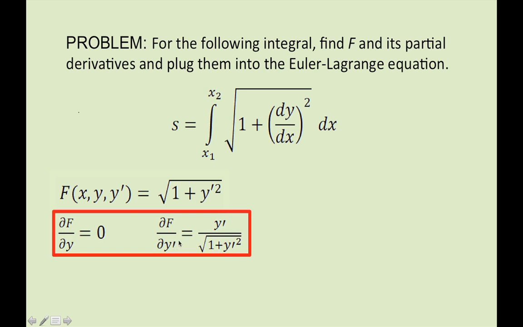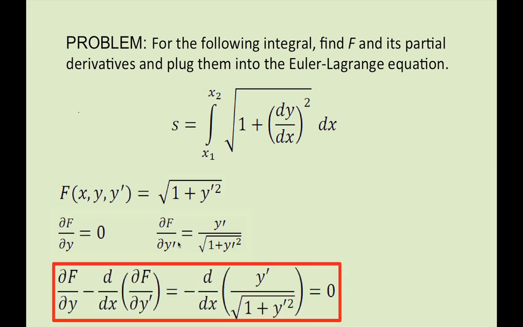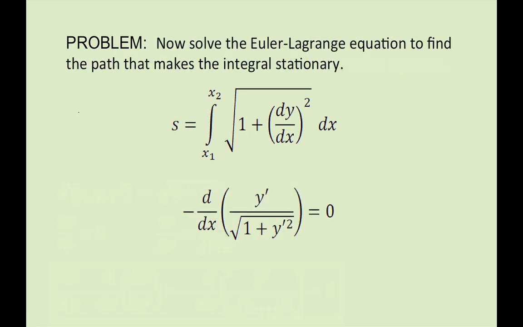Remember, when you take a partial derivative, you're going to want to treat all other variables, except for the variable that you're taking the partial with respect to, as constants. Now that we have these partial derivatives, we can substitute them back into the Euler-Lagrange equation, and we find the following differential equation. Now what I'd like you to do in the next problem is just to solve the Euler-Lagrange equation to find the path that makes the integral stationary.